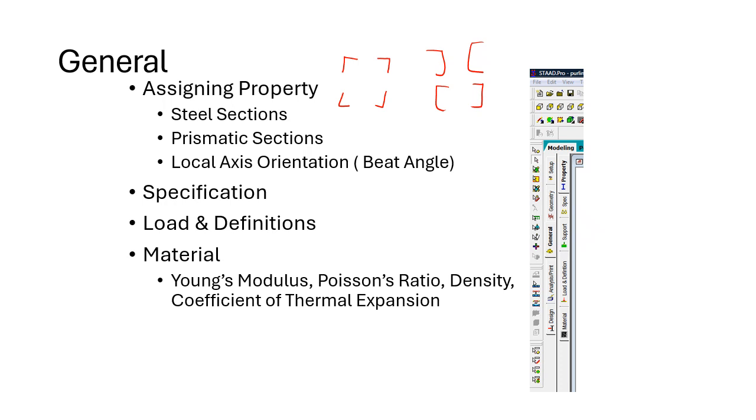Specification, as we mentioned, we can give release at the beginning and at the end. Whenever we make a steel connection, we have two types of connection: simple connection and moment connection. So if we want to release moment at the start and end, we can use specification. That is called the release command. Or truss member, tension only member, compression only member. All these options are available in specification.